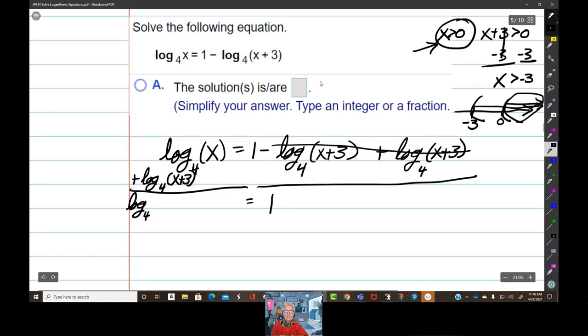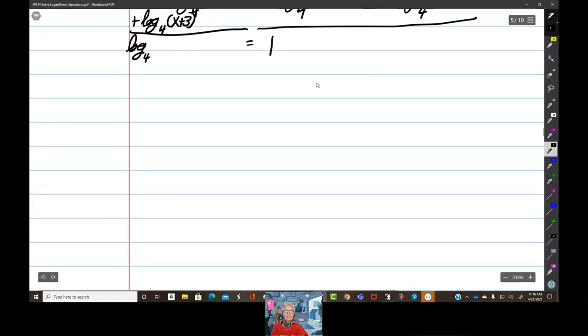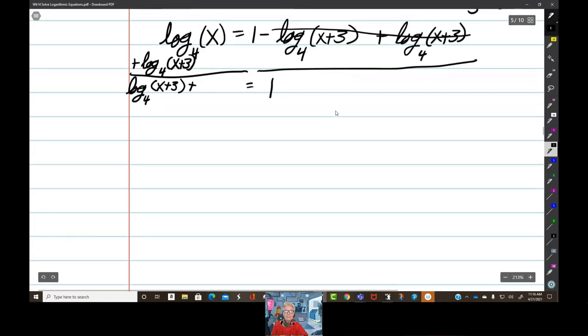Scroll up. Log base 4 of X plus 3 plus log base 4 of X? Yeah. Log base 4 of X. Then don't say 4 to the 1 yet. We have to use the product rule to make one log statement.